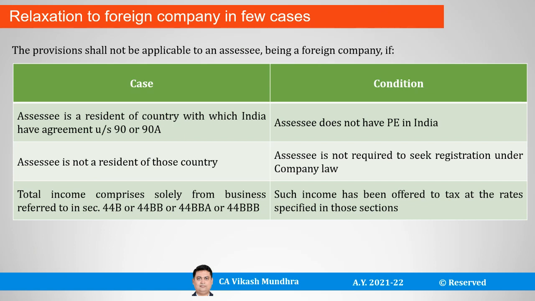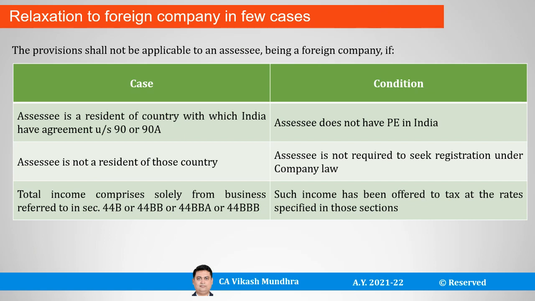Number two, suppose the foreign company is not a resident of a country with which India has any agreement under section 90 or 90A. In that case, the condition is like this: if the assessee is not required to seek any registration number as per company law. If it is required, then 115JB is applicable. Otherwise, 115JB is not applicable.